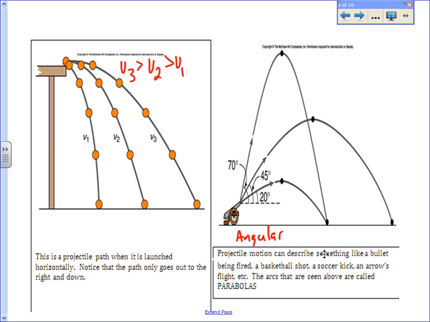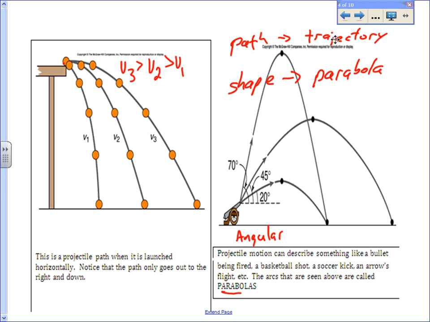All right, projectile motion describes something like a bullet being fired, a basketball shot, a soccer ball kicked, an arrow's flight, etc. The arcs that are seen above are called parabolas. Okay, so the path that a projectile will be following is called a trajectory. And the shape of that trajectory is a parabola. So the path is a trajectory and the shape is the parabola. Parabola is a mathematical expression, and it just means a smooth curve.